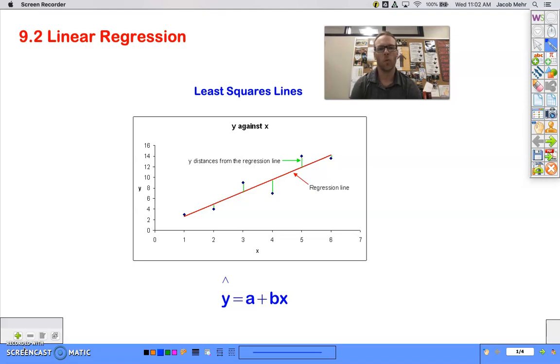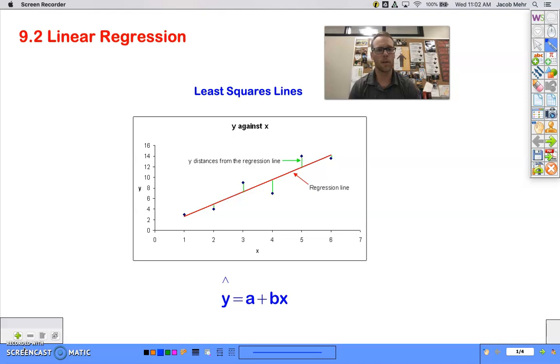All right, hi everybody. We are going to take what we were looking at with correlation one step further and look at creating a linear regression. A regression is a model that we use, an equation that we come up with that tries to fit the data as best as possible.